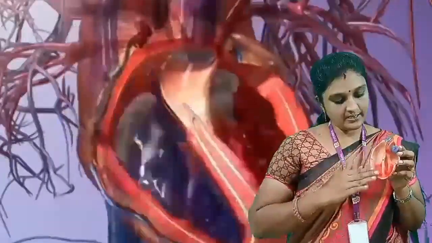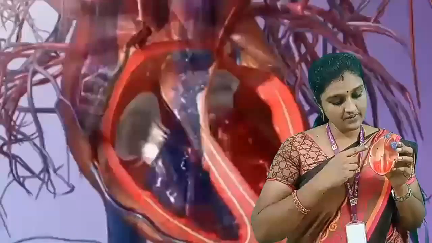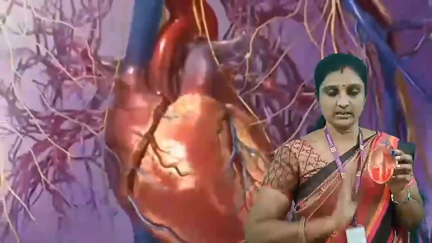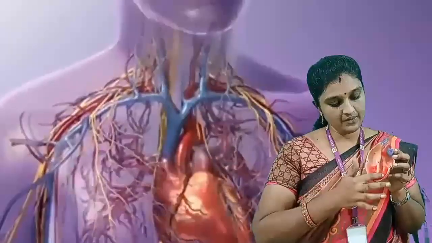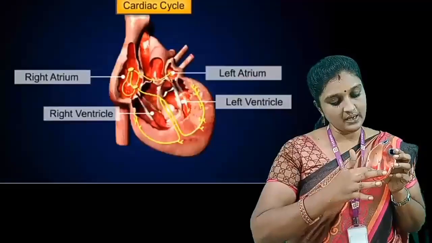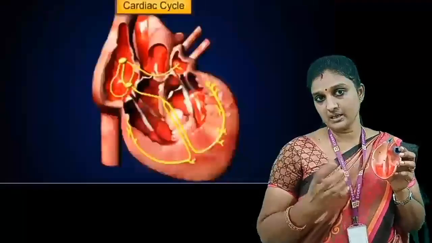What kind of blood comes into the right side? Deoxygenated blood, the blood rich in carbon dioxide, will enter the right side. From the right side, this blood will go to the lungs. In the left side, the auricle receives oxygenated blood from the lungs, and from the ventricle, the oxygenated blood from the left side moves throughout our body. This is about the four chambers and their role.